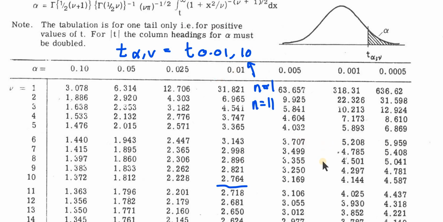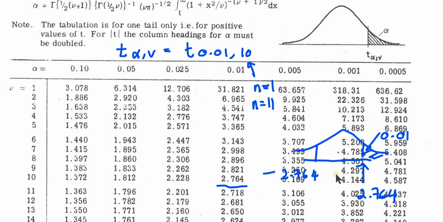If we want to draw the distribution, the alpha here is 0.01, and the T value here is 2.764. This is a positive value. Because it is symmetric, the left hand side is negative, the same value but with a negative sign. So here is negative, here is positive, and the area here is also the same, 0.01 on the left hand side.